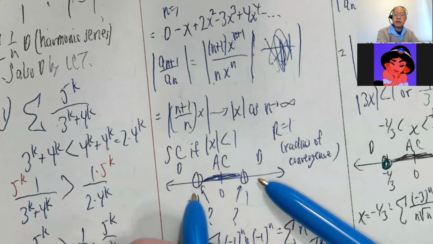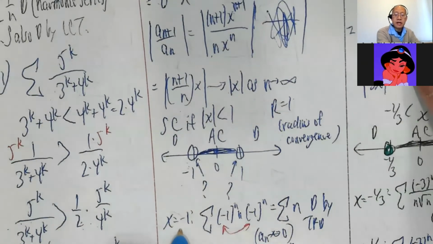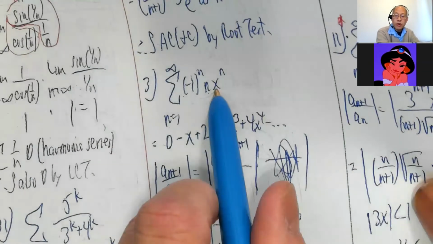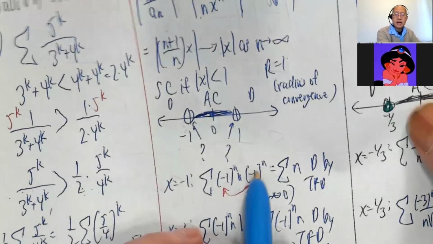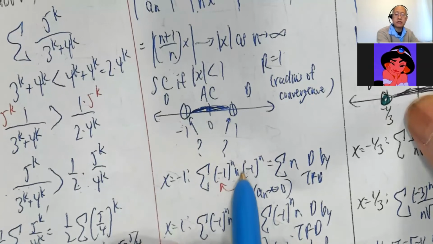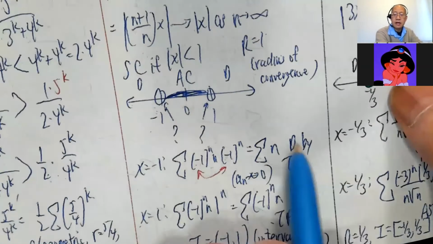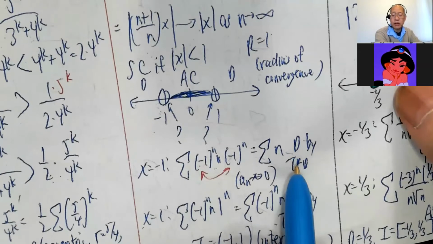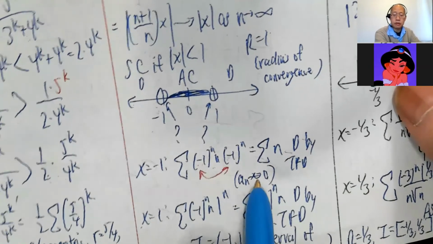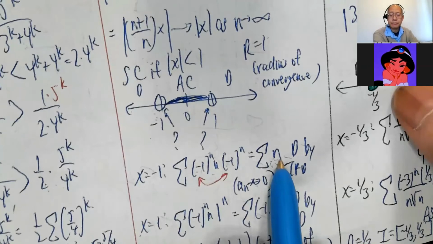Okay, what happens here and here? Got to try it. So I plug in -1 right there for x. It's -1 to the n times n times -1 to the n. Well, -1 to the n times -1 to the n is 1 to the n. That's just n. So summation of n, that diverges by the test for divergence. A sub n's do not approach 0, right? 1 plus 2 plus 3 plus 4 plus 5, that blows up.